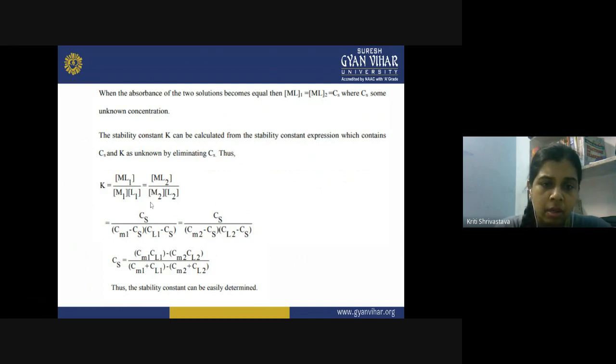Now, what do we need? We have to find out the value of Cs. All the other values are known to us, right? We know the values of Cm1, Cl1, Cm2, Cl2, because we have prepared these solutions. So Cs will be represented by this formula. And when you put all these values here, you can actually get the stability constant value.